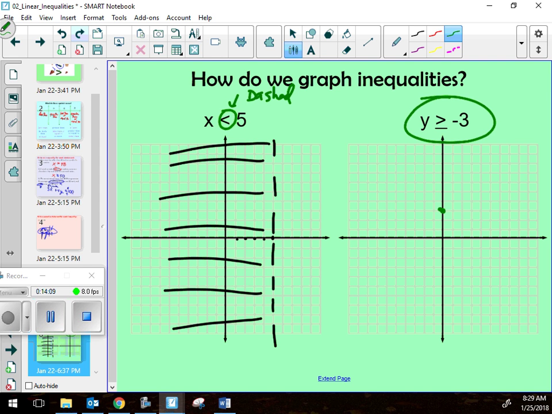Yes? Oh, it says -3. Thank you. I was just spacing on the negative the whole time. It says -3. Okay, there's a spot that y is -3. And now I'm going to make the line. I hope you get that I just did something wrong. What did I do wrong? Say it. Dotted. It should be solid.